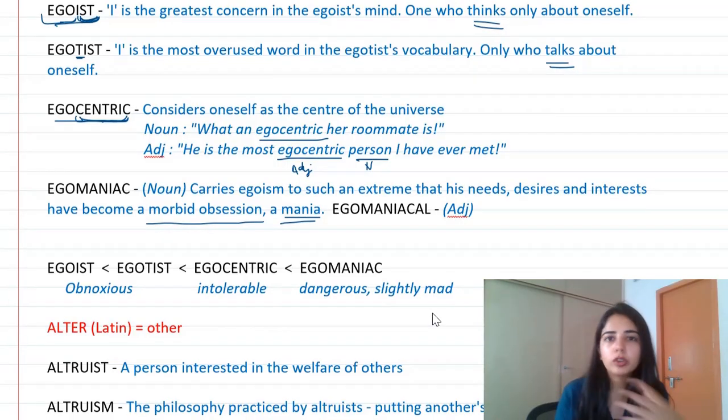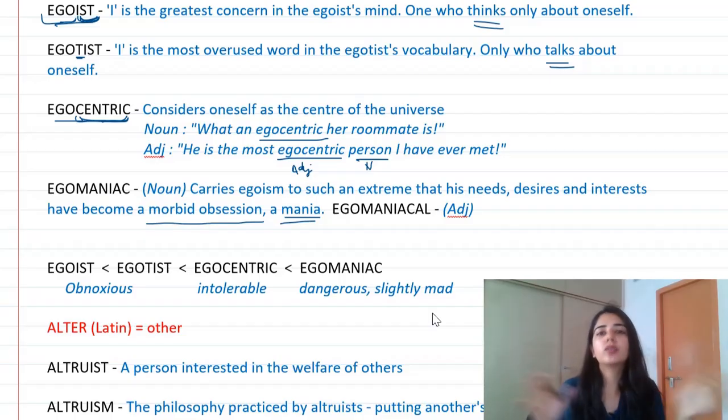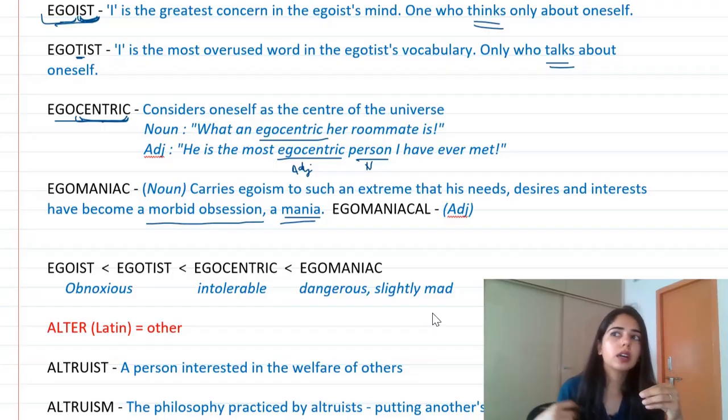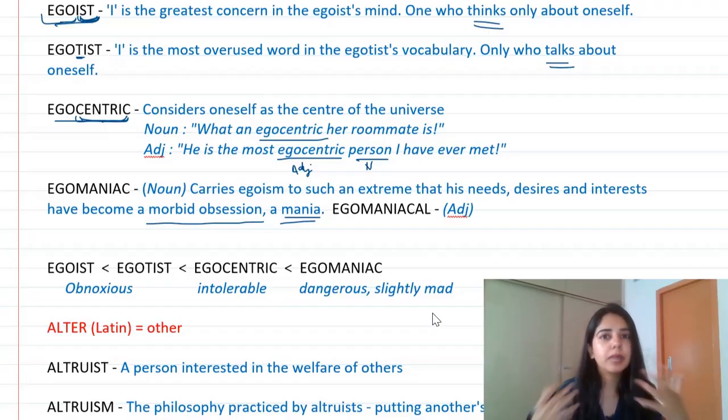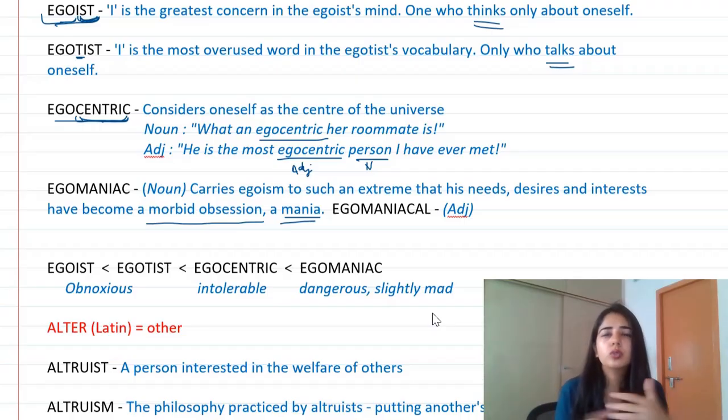If you talk about yourself a lot, you are an egotist. If you think you are at the center of the universe, everyone's life is revolving around you, everything is happening for you, everyone must serve you, then you are an egocentric. You are at the center of the universe. And if you have become so much egocentric that it has become a mania, you just cannot stop thinking about yourself. It has become evil to a point of being threatening for others, then that is egomaniac.